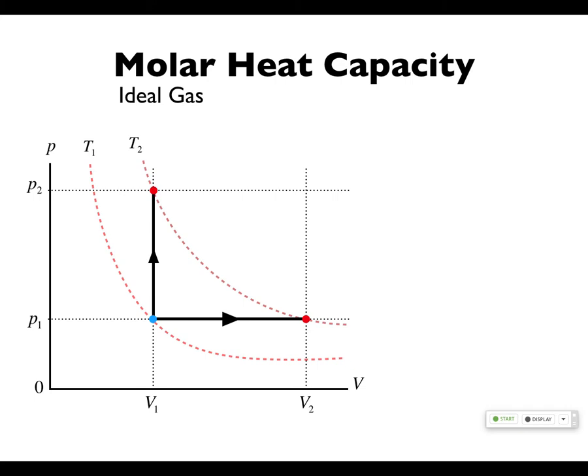So, this is called a PV diagram. What's the P stand for? Pressure. What's the V stand for? Volume. And then you have these temperature lines. These are called isotherms. That means it's a line of constant temperature. Okay, how would you find a line of constant pressure? What would it look like?